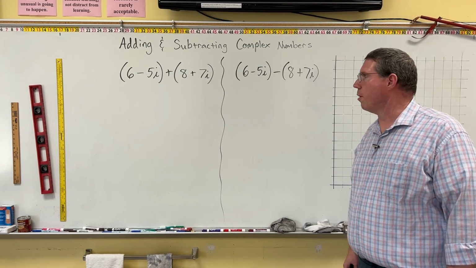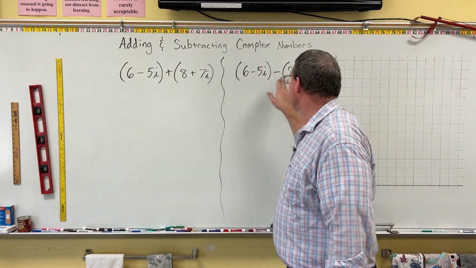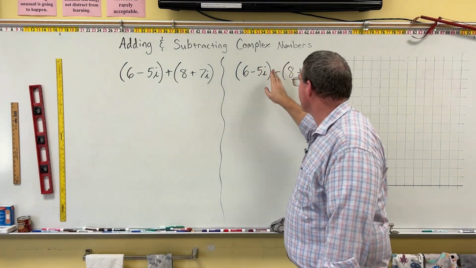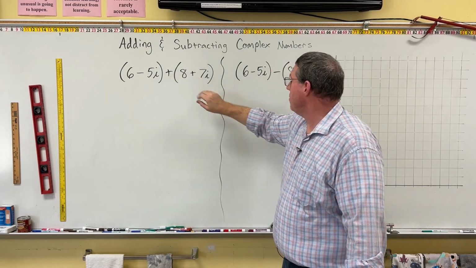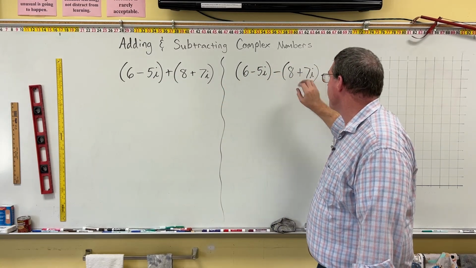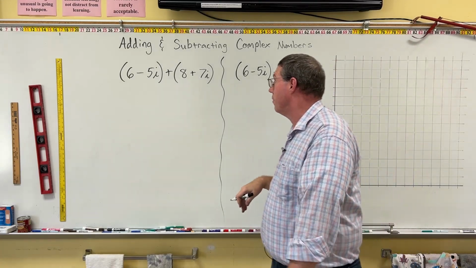I'm going to do a couple more here. I want you to notice I'm doing the same complex numbers here. I'm going to add them here, but I'm going to subtract them here. 6 minus 5i, and then plus 8 plus 7i, but over here it's minus 8 plus 7i. So we're going to come out with different answers because adding and subtracting are different, right?